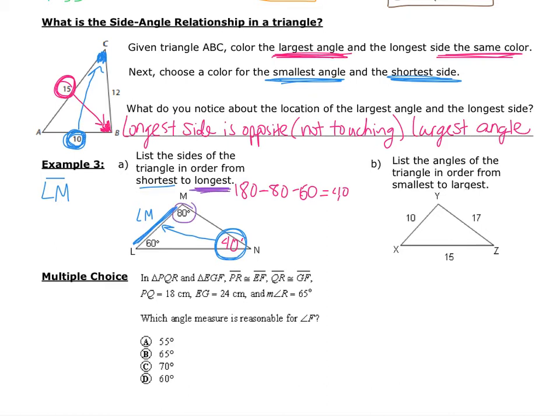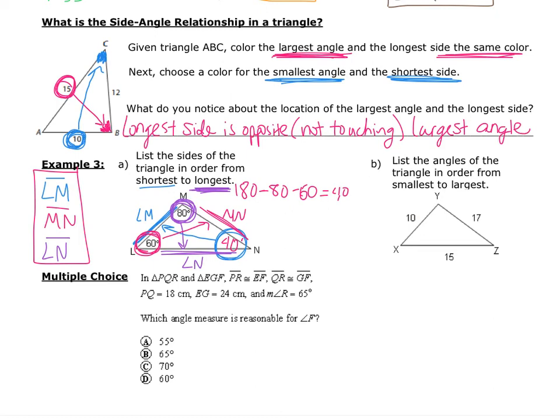So we know the largest angle is angle M, so that means the side across from it, this LN, is going to be the side that is the longest. That way the leftover side is our one in the middle. So 60 is the medium angle, and across from that is our side MN. And that would be our medium side. This is shortest to longest. Always make sure you pay attention to the directions because sometimes that will switch around.